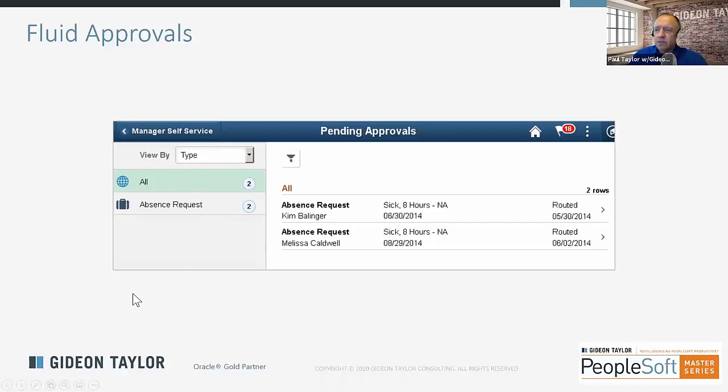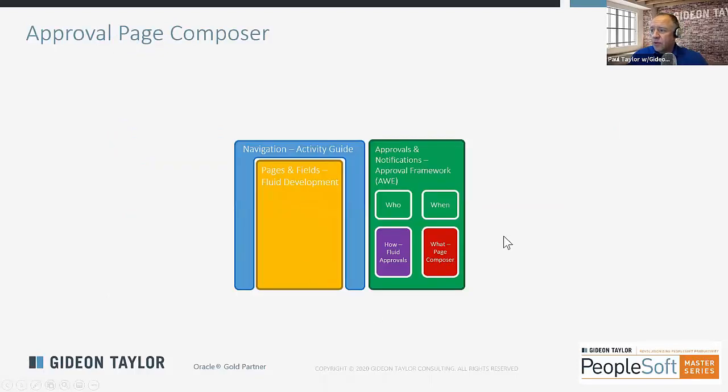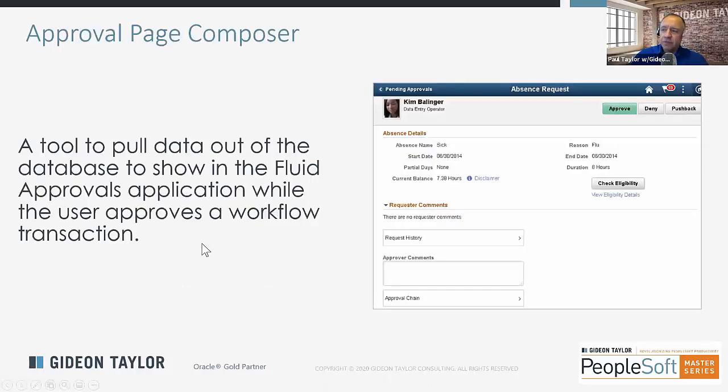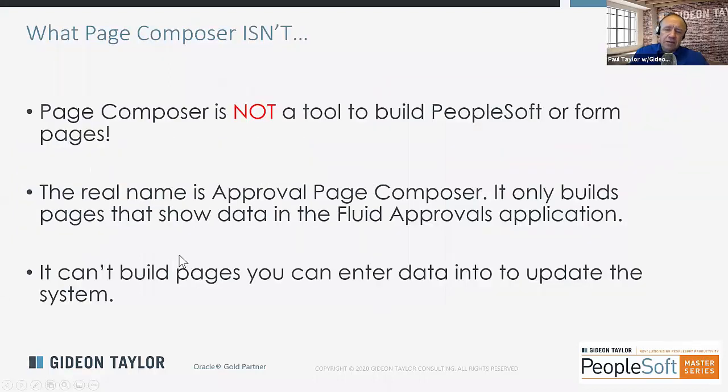And that's great. You're going to end up having users who can access these forms on their mobile devices. So the last is, what do they see when they actually navigate to something off of the Fluid approvals? What they're going to see is a page that is built using Page Composer. Page Composer pulls data out of the database to show inside the Fluid Approvals application when a user is approving a workflow transaction.